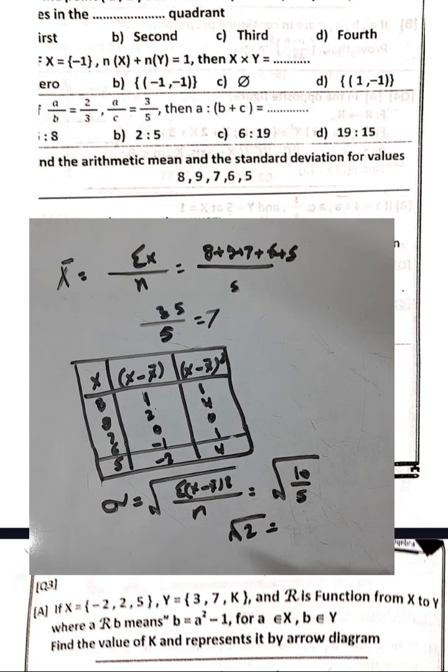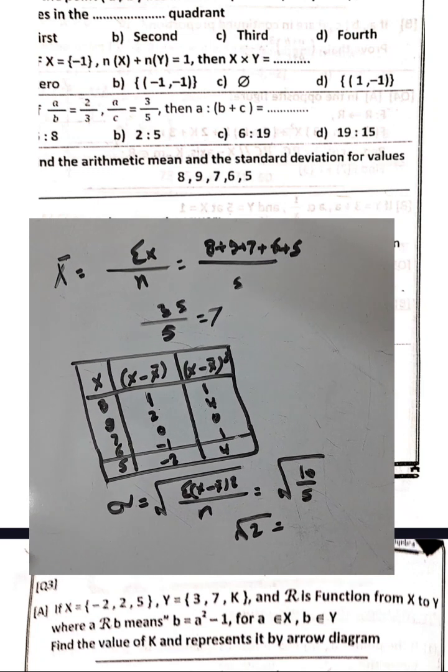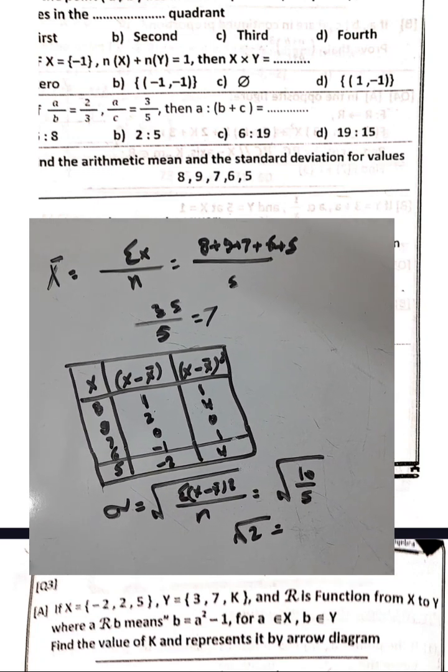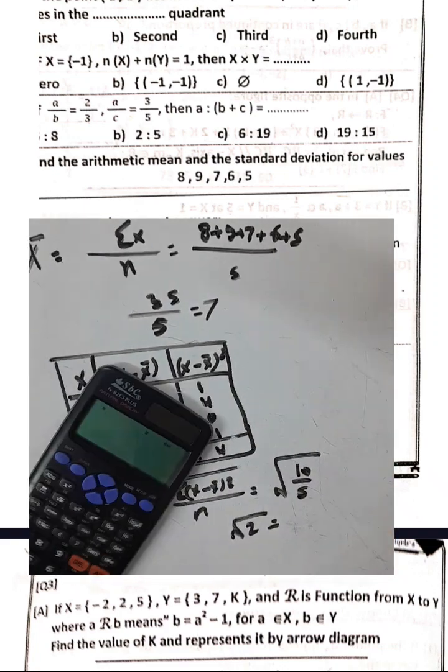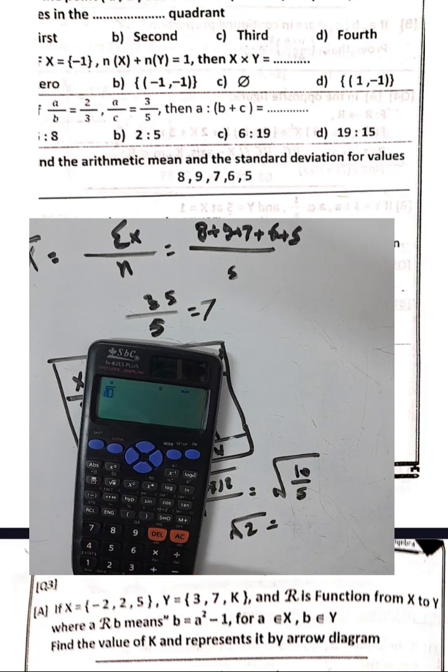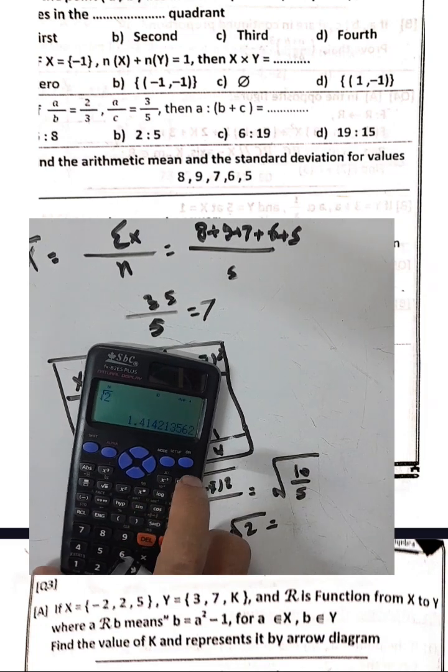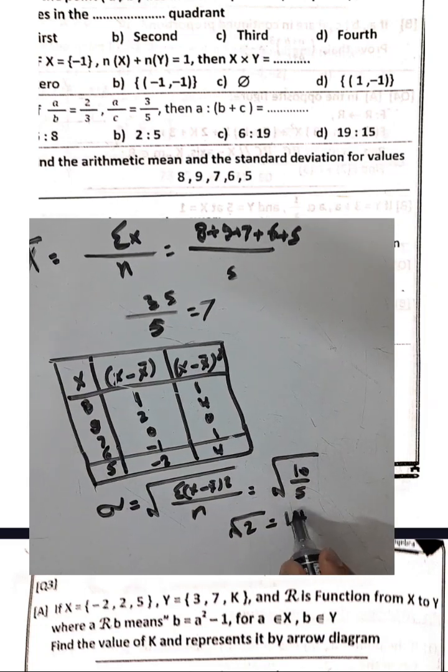You can find the result by using a calculator. The square root of 2 will be a decimal number. Using the calculator, the square root of 2 is about 1.4. It's the result for this example. Okay, next question.